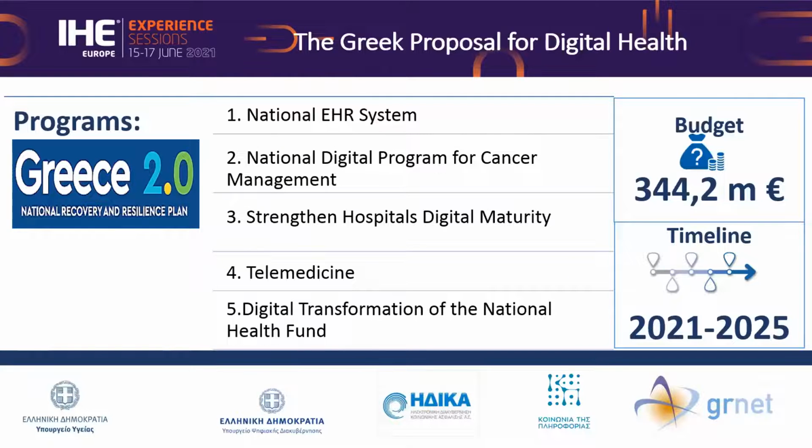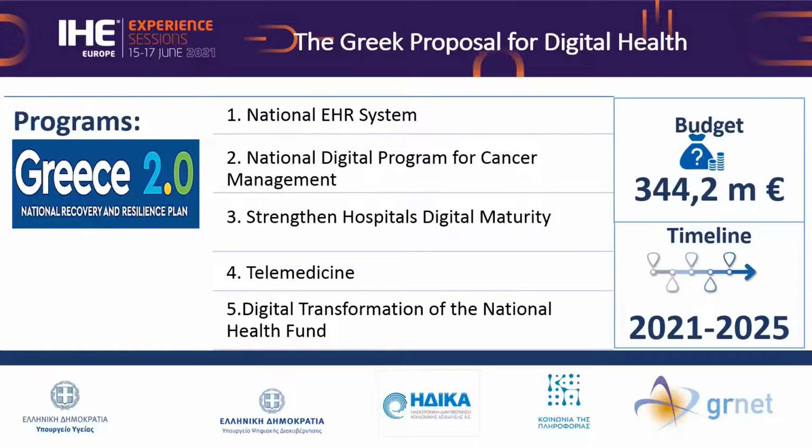So, as I said, the work is important not only for the current projects, but most of all, it's important for the projects that are coming. So this is an overview of the Greek proposal for digital health under the Recovery and Resilience Plan. It's called Greece 2.0, and some of the main projects that are coming involve the national EHR system and its reformation, let's say.